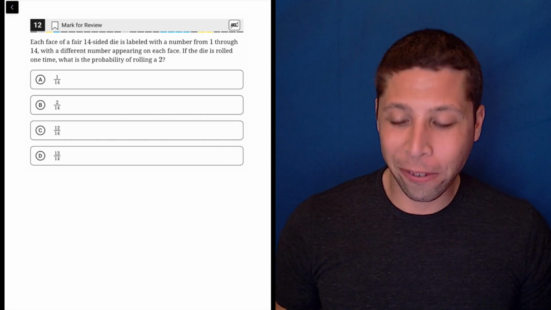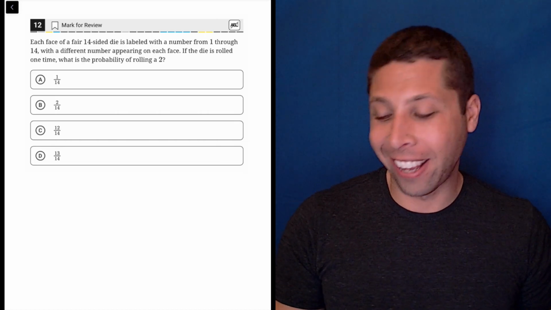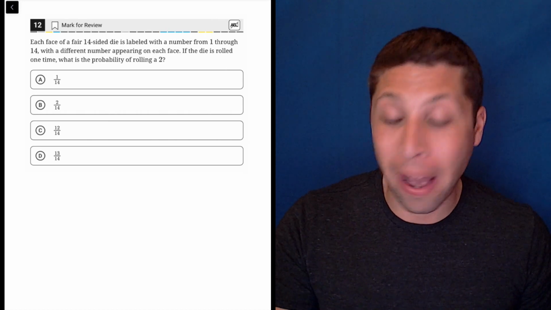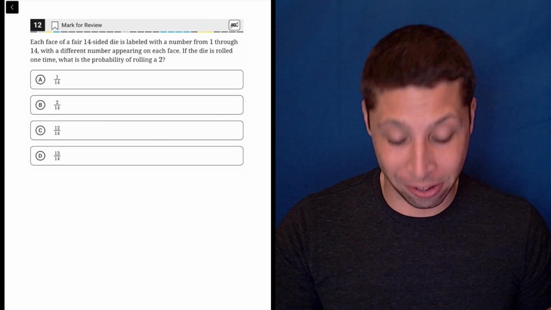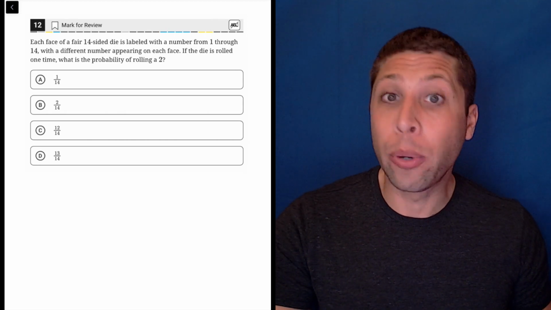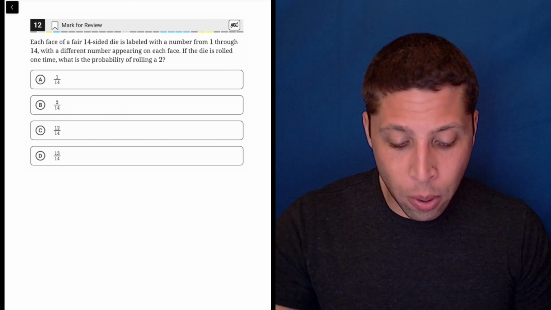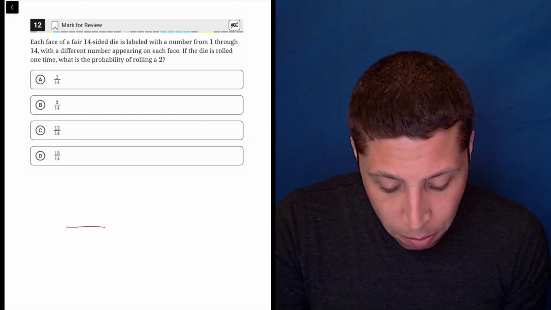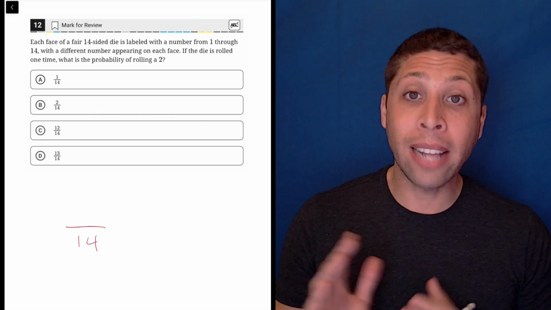This question is really straightforward, but I know people are going to get it wrong. The SAT is just so good at coming up with the wrong answers, the trap answers. So don't try to picture what a 14-sided die looks like. Who cares? The point is, if we were to roll the die, there would be 14 possibilities. So that's how probability works.